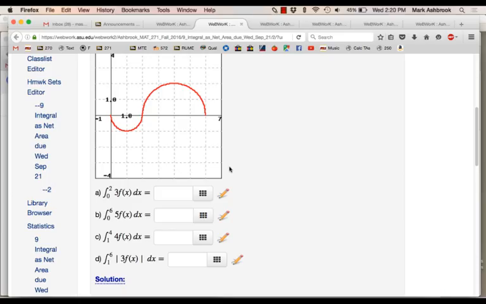Now for this particular problem, what should we do? C? I heard C. Let's do C. So from 1 to 4, 4 times f of x. That's just the same as 4 times the integral of f of x dx.